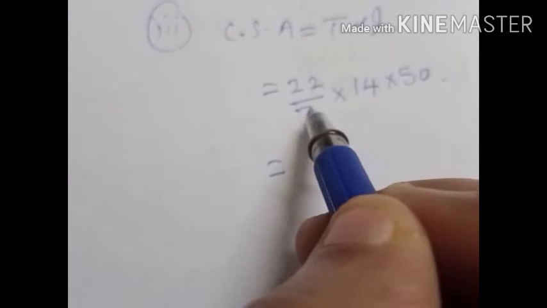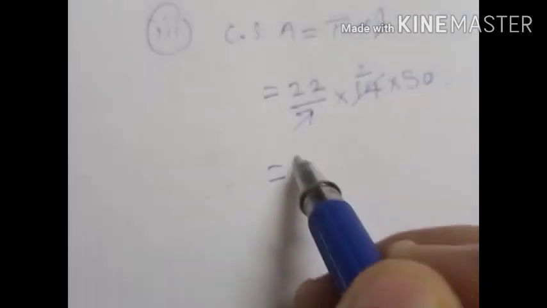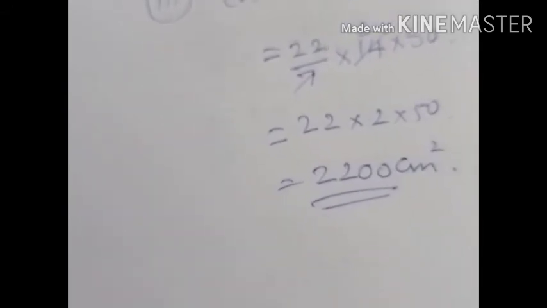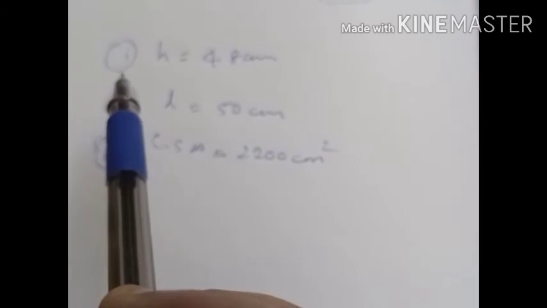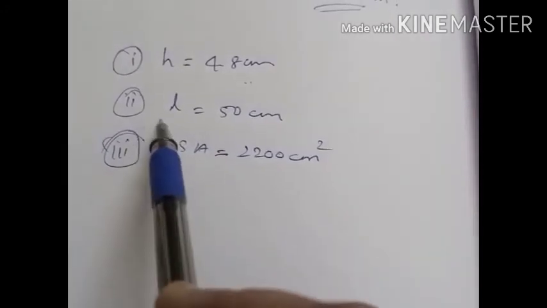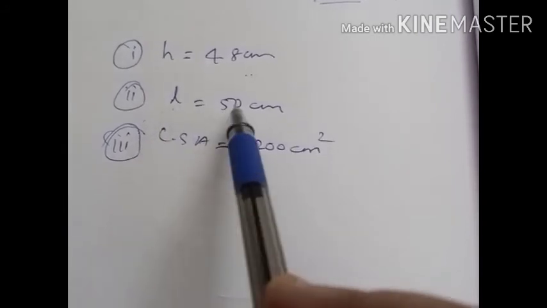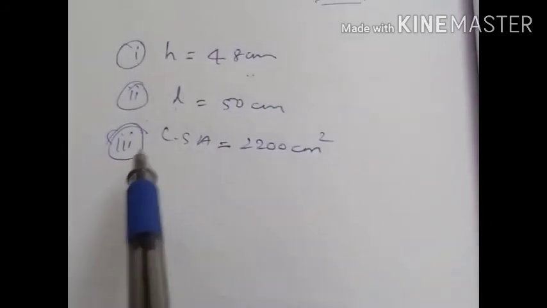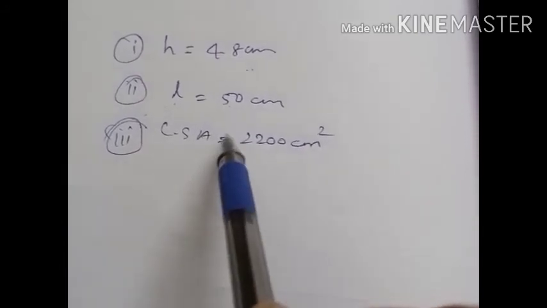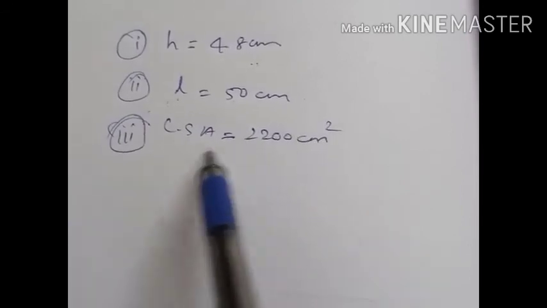Okay. Then we can cut this 7 and 14. Then 22 into 2 into 50. 2 into 50 is 100, 22 into 100 is 2200. So 2200 centimeter square. So the first sub question's answer, height of the cone is 48 centimeter. Second sub question's answer, slant height L equals 50 centimeter. And the third sub question's answer, curved surface area CSA equals 2200 centimeter square.